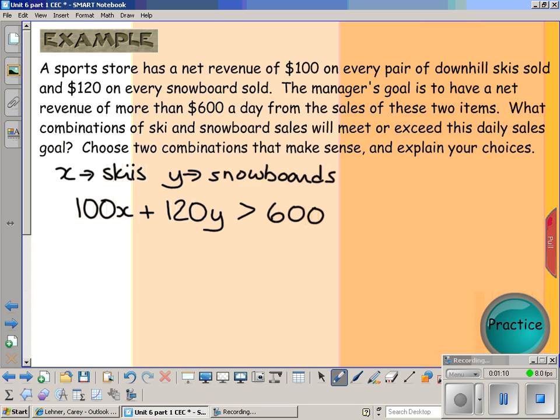We have to think about what kind of values we could possibly have. Can we have decimal values here? No, we can't sell part of a ski or part of a snowboard. Could we have negative answers? Again, no, you can't sell -5 pairs of skis. Could you include the value of 0? Yes, we could sell 0 skis and only snowboards, or vice versa. So we are dealing with whole numbers. X can be a whole number, Y can be a whole number. Very important when we get to the solution: we are dealing with discrete data.